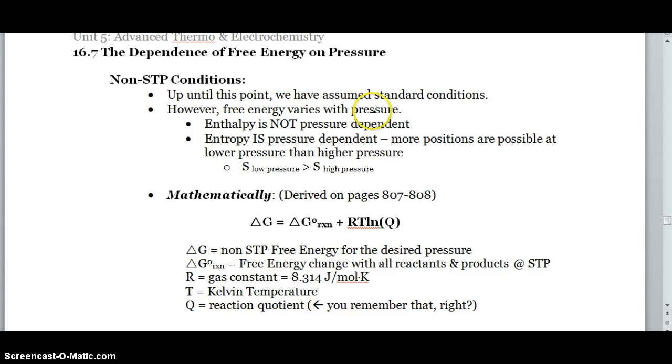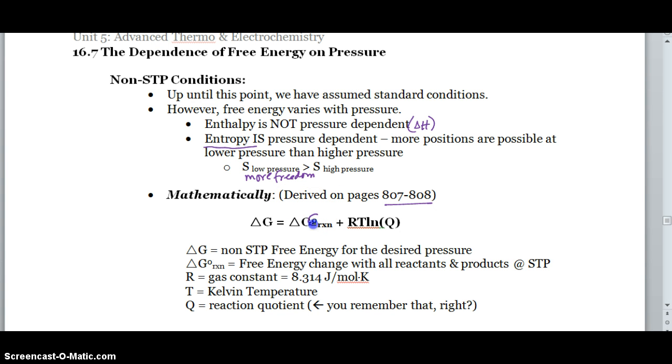We know that enthalpy is not pressure dependent, so we didn't have to worry about different pressures when doing delta H, but we have seen that entropy is pressure dependent. Something at a low pressure has more freedom to move, so it has higher entropy than at a high pressure. This is derived in your book. It's not important that you understand how it's derived, but it is there. So let's look at what all this means.